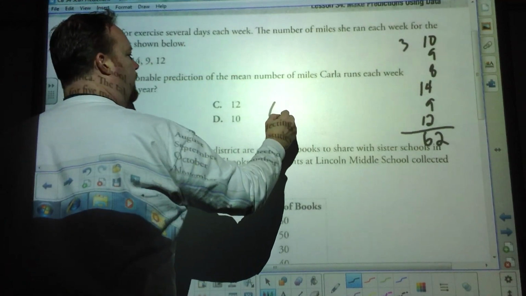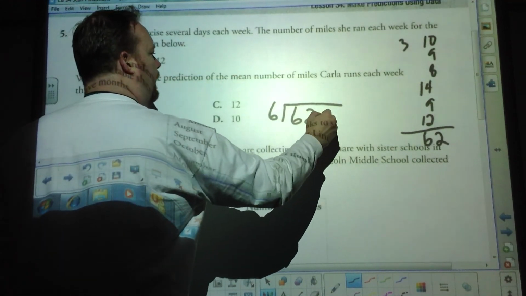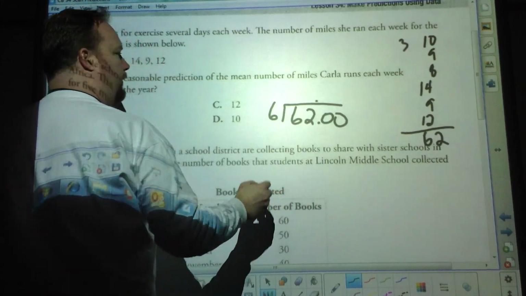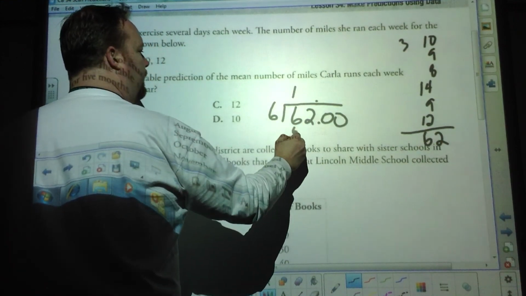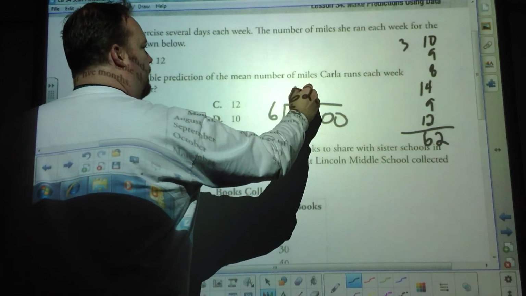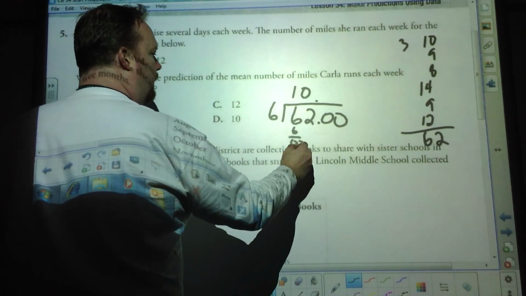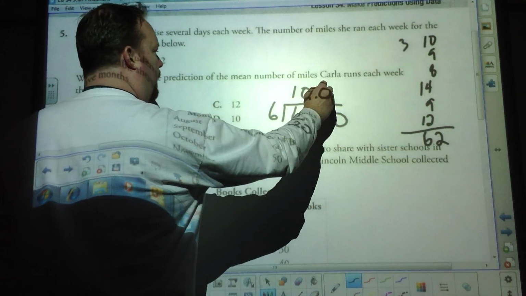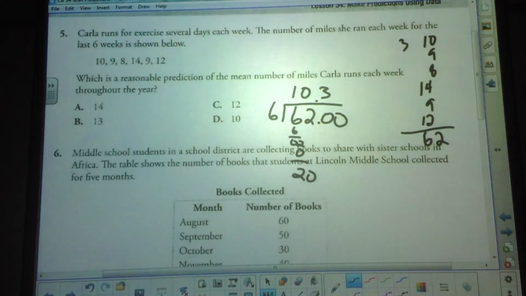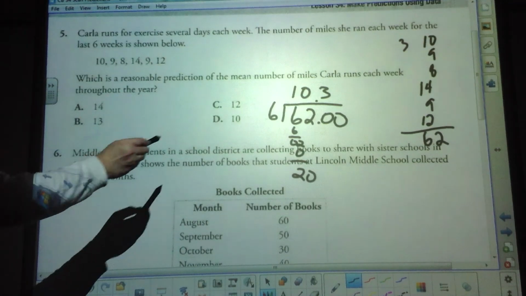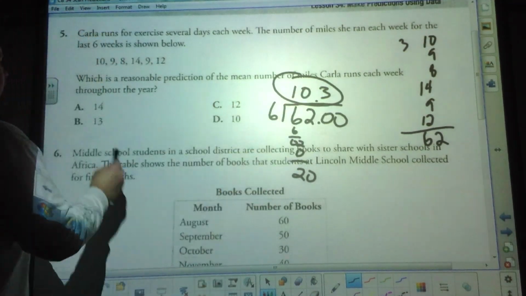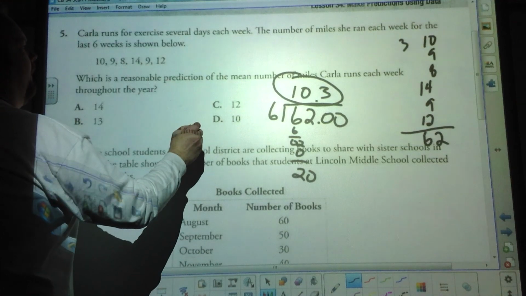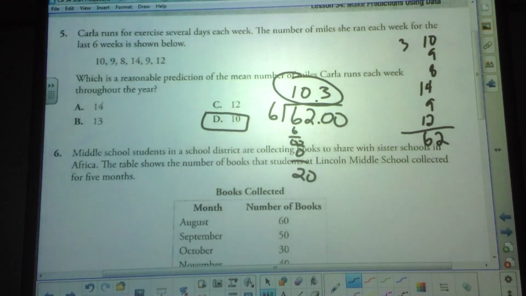Do it over here. 6 into 62. We know we're probably going to end up with a decimal here because we know that's not going to go. 6 into 2 is 0, remainder 2. Bring down our 0. Go about 3 times. Now I could keep going if I wanted to, because I think we're going to end up getting a very, very long answer. But can't we go ahead and make a reasonable decision that she's probably going to run about 10 miles?